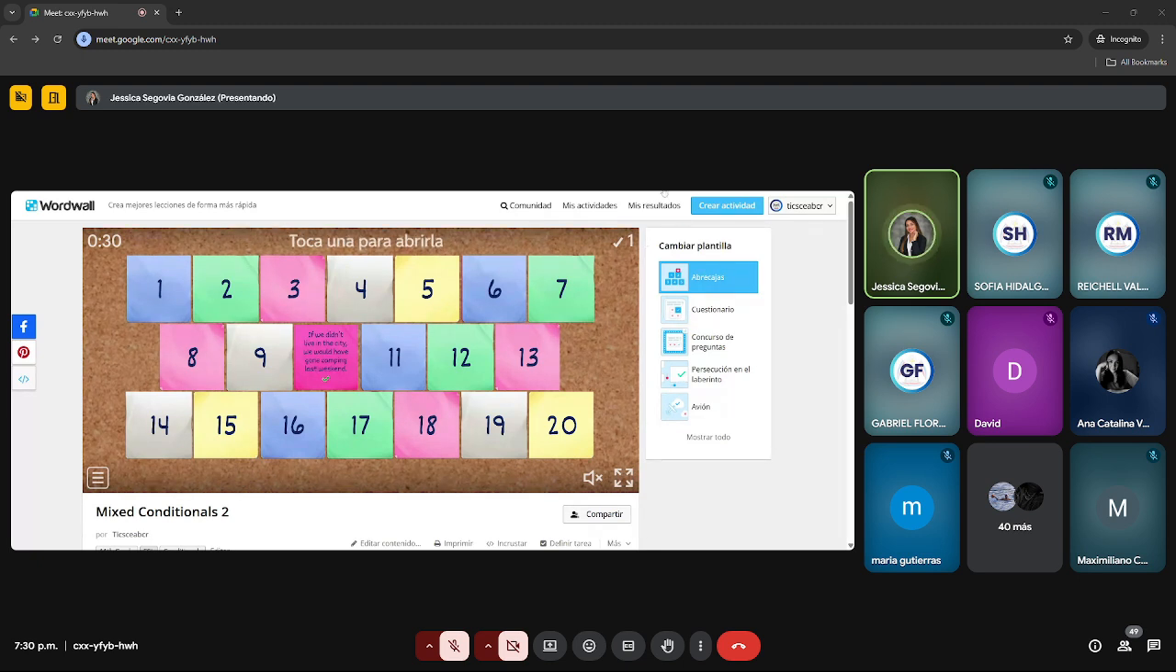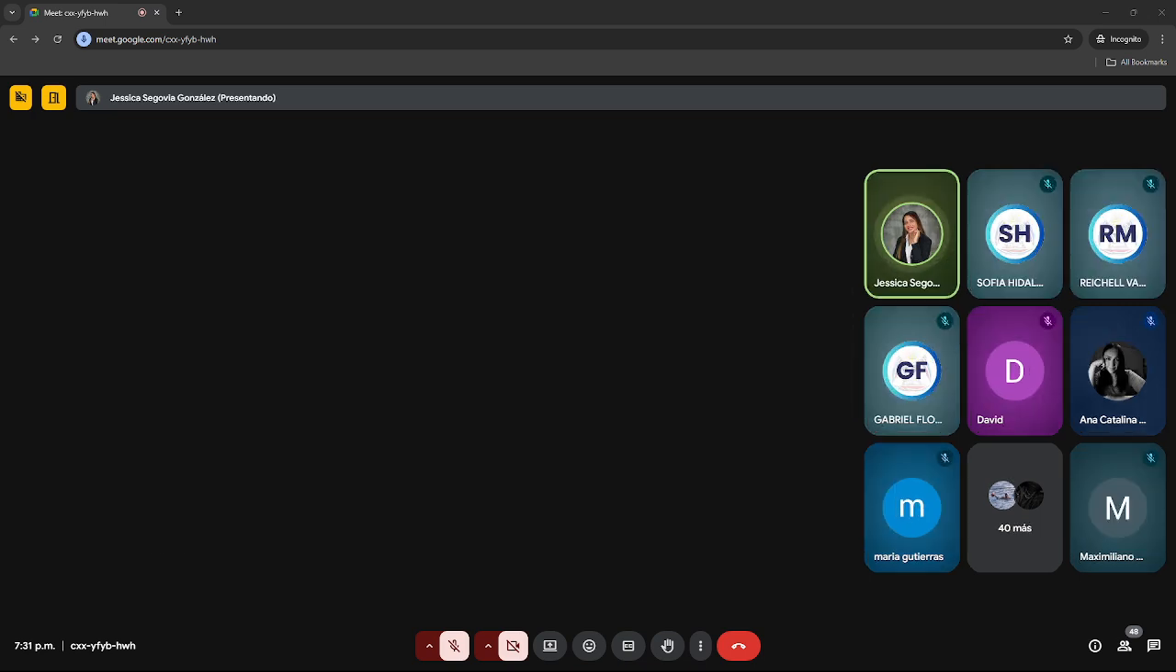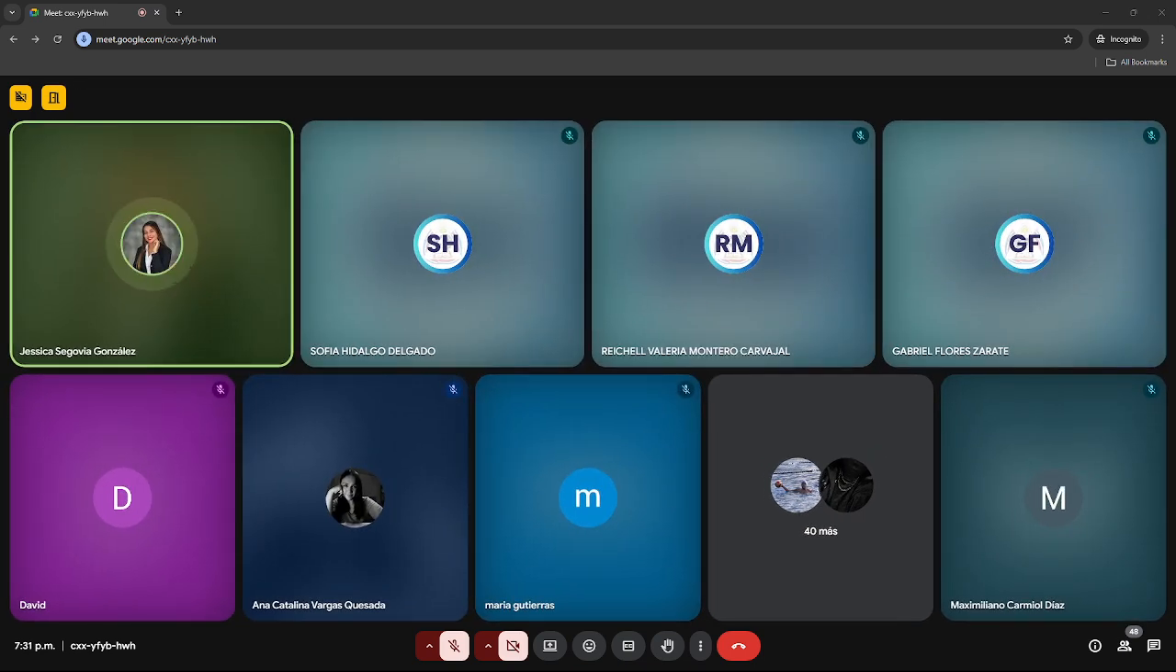Okay, now give me 1 minute so I can open something here in Canva and load the sentences that we are going to practice with.